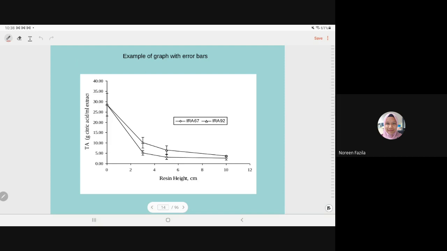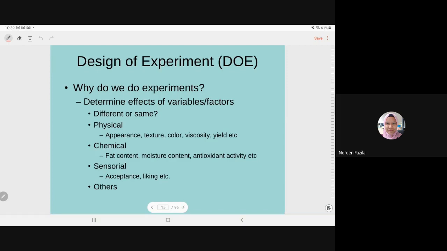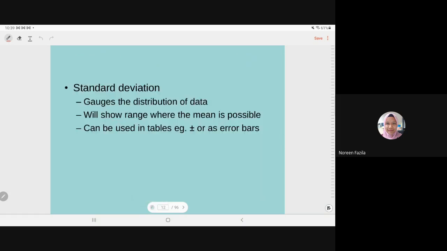Okay, ada apa-apa soalan? Okay, jelas semua. So dengan itu tamat kita punya perbincangan berkenaan dengan the basics of statistics. Next lecture will be about the design of experiment. But sebelum tu saya akan bagi you assignment.